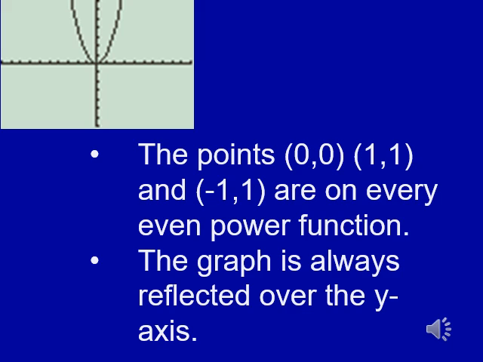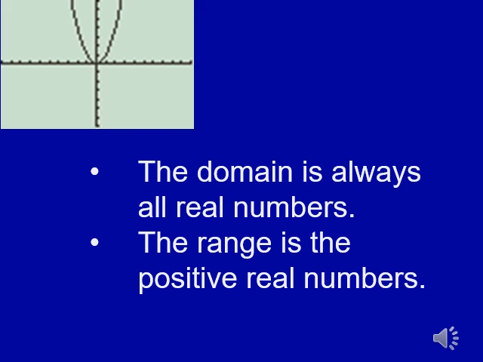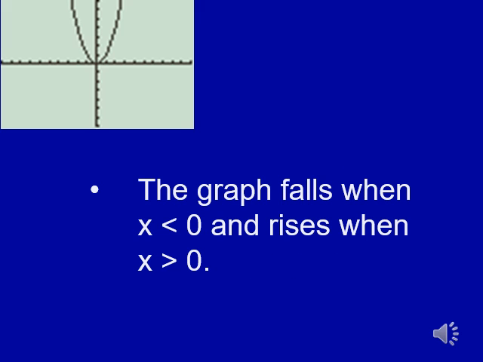You always get a U-shaped graph that's reflected over the y-axis when you have an even power function. The domain will always be all real numbers, negative infinity to infinity, and the range will always end up being, it says here positive real numbers, technically it's non-negative real numbers. If you wrote it out, you'd have a bracket at 0 and go from there to infinity. Because of that U-shape, the graph falls on the left, it rises on the right, it's decreasing when x is less than 0 and increasing when x is greater than 0.